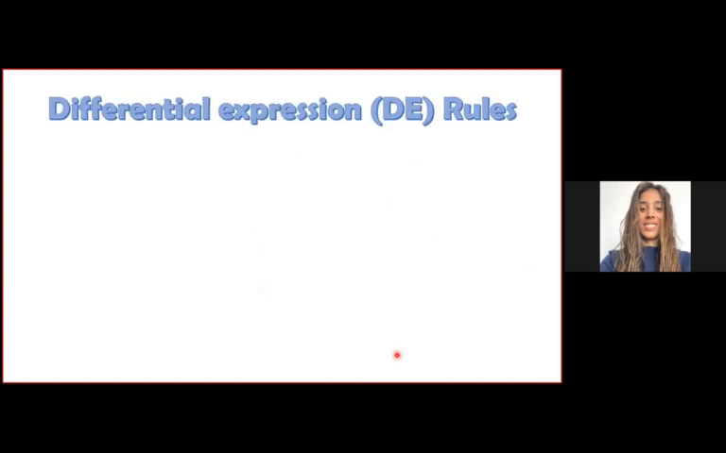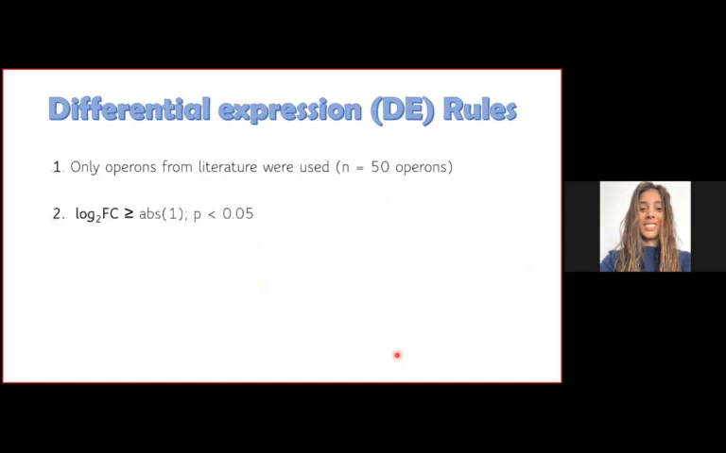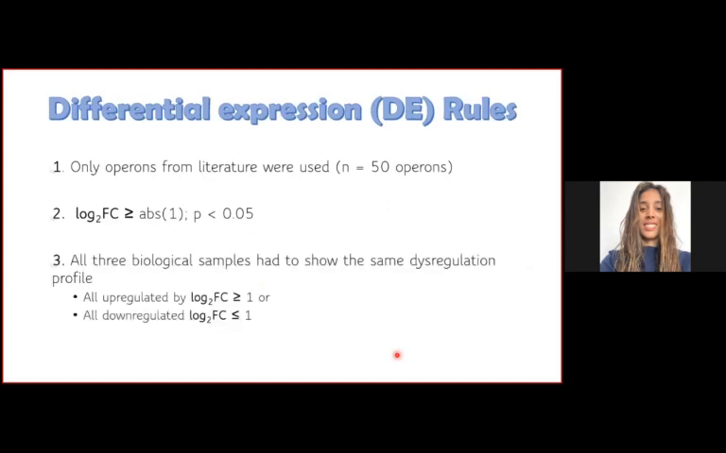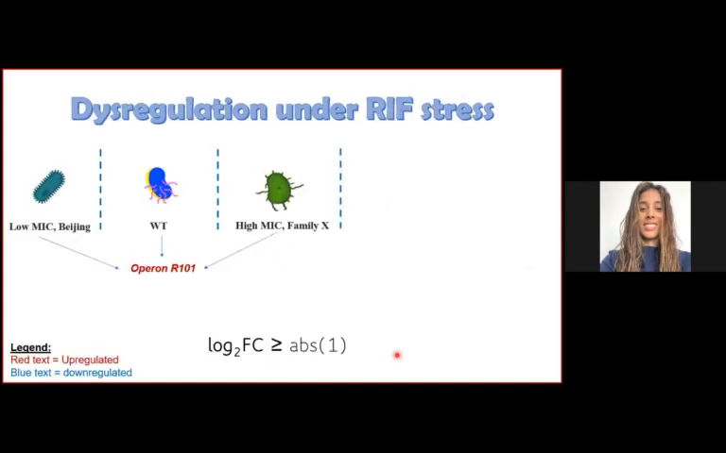We then looked at differential expression. How are the operons differentially expressed under RIF stress compared to when they're not under RIF stress? At this stage, we had 50 operons, a massive increase. We looked at the log2 FC for absolute 1. And again, all the biological samples had to reach the same consensus for it to be considered up or down regulated. Again, here we were surprised that there was not that much dysregulation.